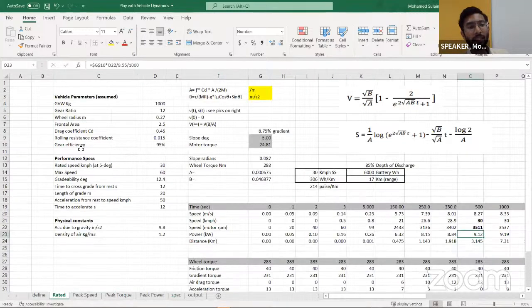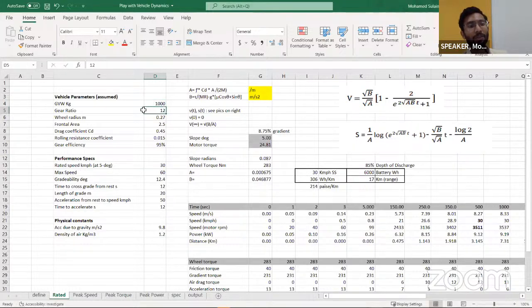So the rated condition: the vehicle actually moves on a level road at a speed of 30 kilometers per hour. First, I'll define these values. This is for a three wheeler, which has a gross vehicle weight of 1,110. Actually, the gross vehicle weight is a combination of curb weight, the luggage and the goods weight. So the curb weight plus the payload weight gives the gross vehicle weight.